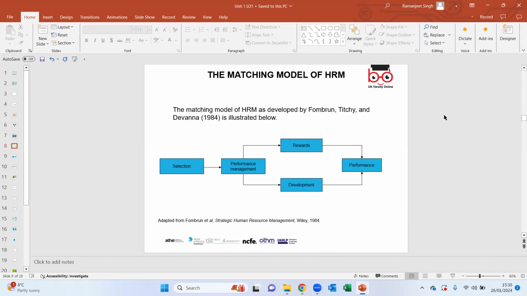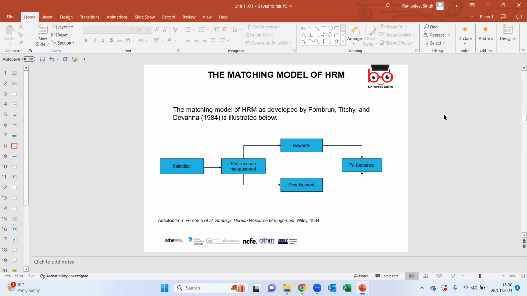Perfect. Now I'm going to talk about the matching model of HRM. When I explain this entire model, at the end, you can tell me, do you think this is hard HRM or soft HRM? All right.